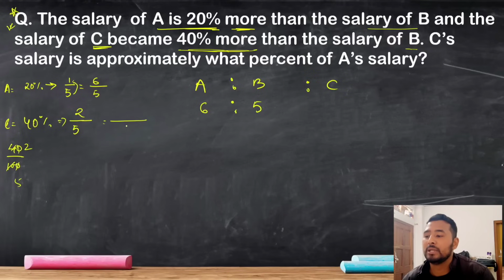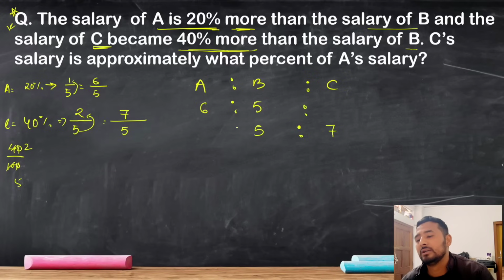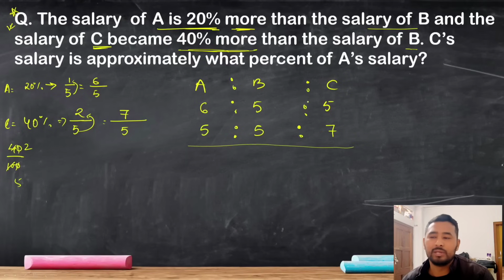So what I said: the denominator will remain the same, and if we're talking about more, we add to the numerator and get 7. So now C will be 7, which is more than 5, and B will be 5 only. You remember the combined ratio we did in the ratio chapter. Since B is the same number, 5, there's no different number, so you can do it directly also.